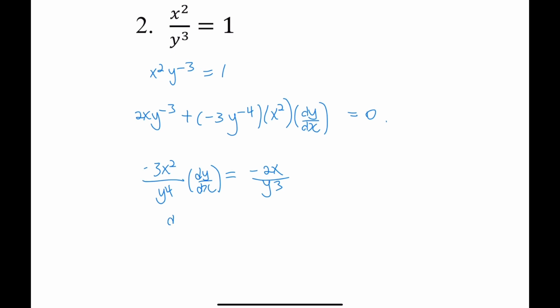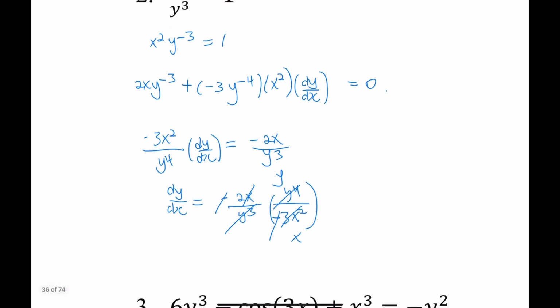Okay, and then dy/dx is going to be negative 2x over y to the third times y to the fourth power all over negative 3x to the second power. Okay, and then negatives cancel out, y cancels out, x cancels out, so we're going to have dy/dx is equal to 2y over 3x.